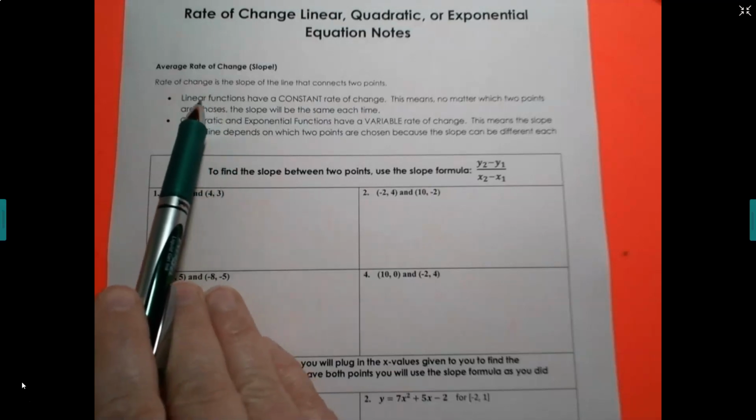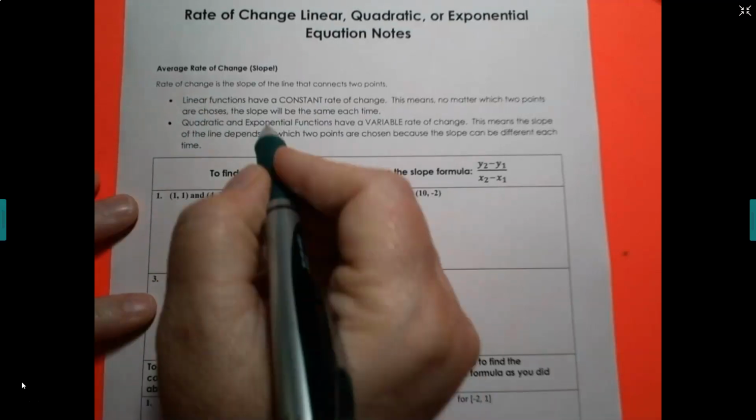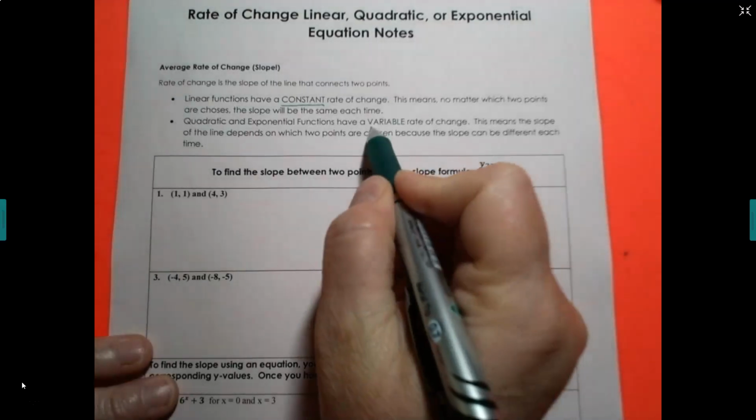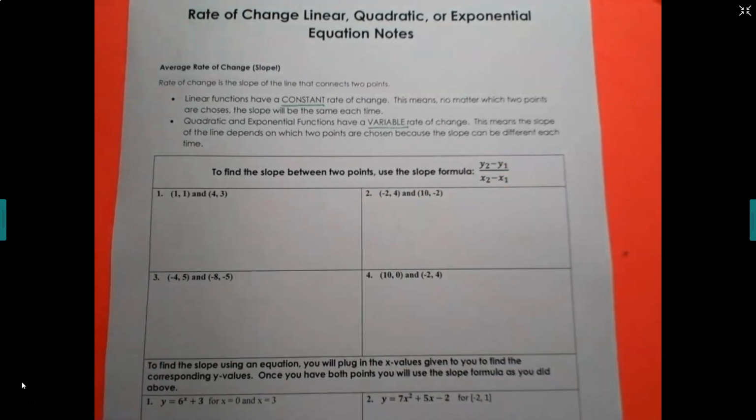The important things to remember: for linear functions, there is a constant rate of change, meaning it doesn't matter what 2 points you pick, you'll get the same slope every single time. That's constant. But if we're talking about quadratic or exponential functions, they have a variable rate of change because it really does depend on which 2 points are chosen, because the graphs are curved. So the slope of the line between the 2 points will change depending on which 2 points I pick.